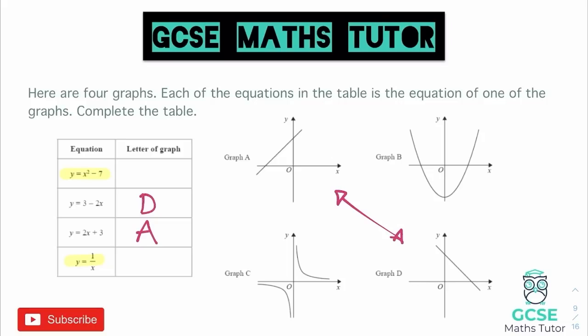And this is exactly how I'd approach this question anyway. I would pick the one that you're most familiar with. You might disagree and say, actually I knew straight away which one the quadratic was, and that's fine, you could have done that one first, but always work from the one you know to the one you're not so sure on.